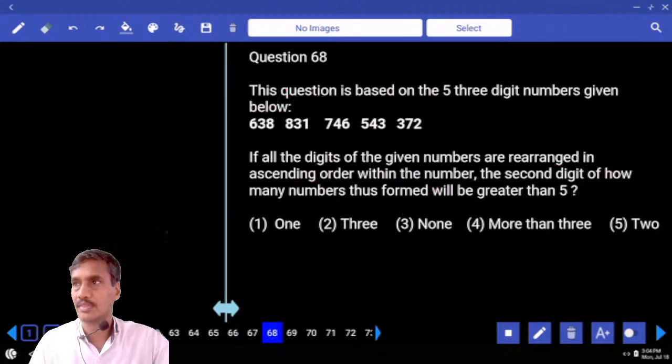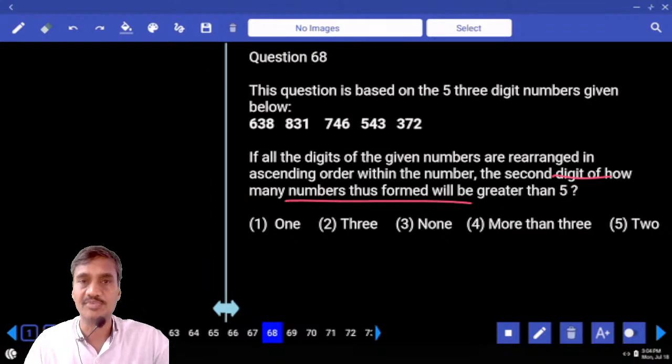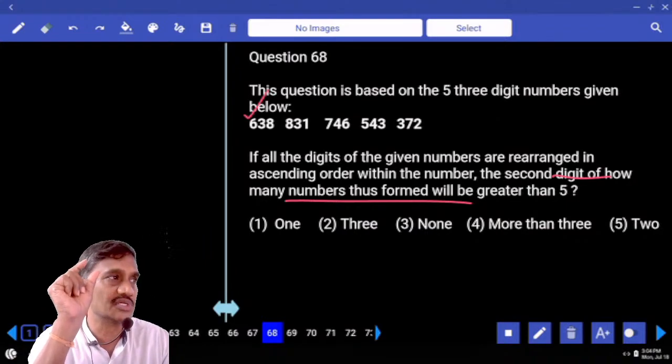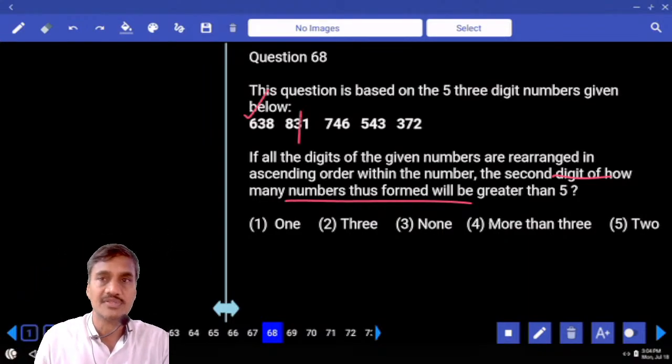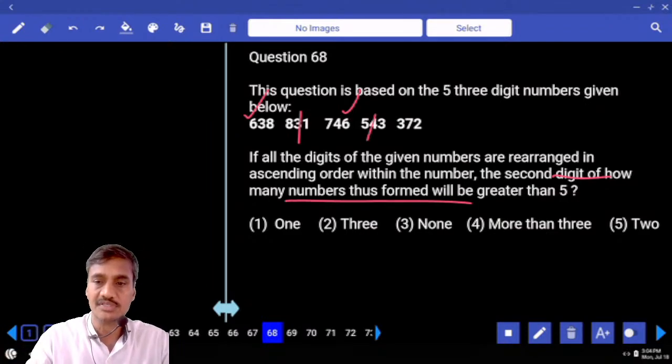Then 68. Now if all the digits of the given numbers are arranged in ascending order within the number, the second digit of how many numbers thus found will be greater than 5? Second digit means, if the digits are arranged in ascending order, we need to find the second digit in each of these numbers. Here 3 is the second, it is not greater than 5. Here 6 is the second, it is greater than 5. Here 4 is the second, it is not greater. 3 is the second, it is not greater. So how many numbers are there? There are 2 such numbers, choice 5, question number 68.